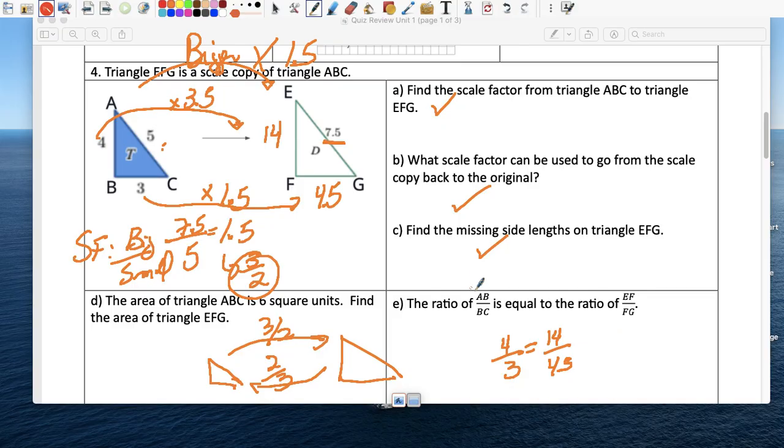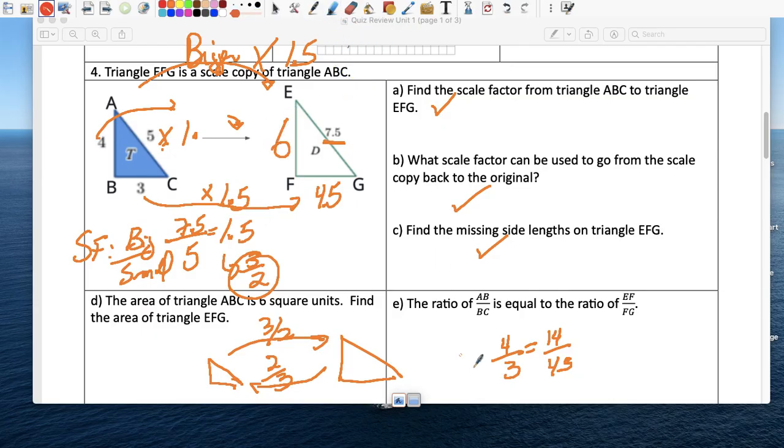Sorry, something wrong here. Why did I multiply by 3.5? Sorry, 1.5. No, I'm good. No, that was right. No, it's 4 times 1.5. I did this one wrong. This should have been a 6. Apologies.